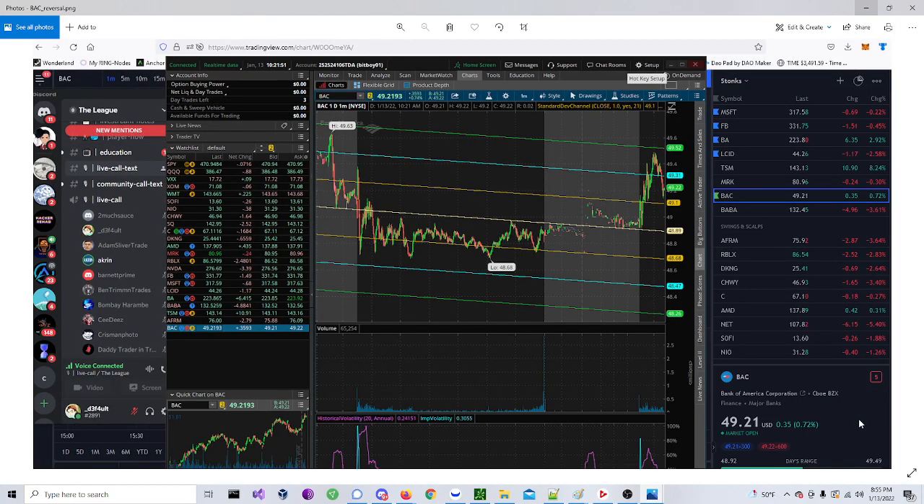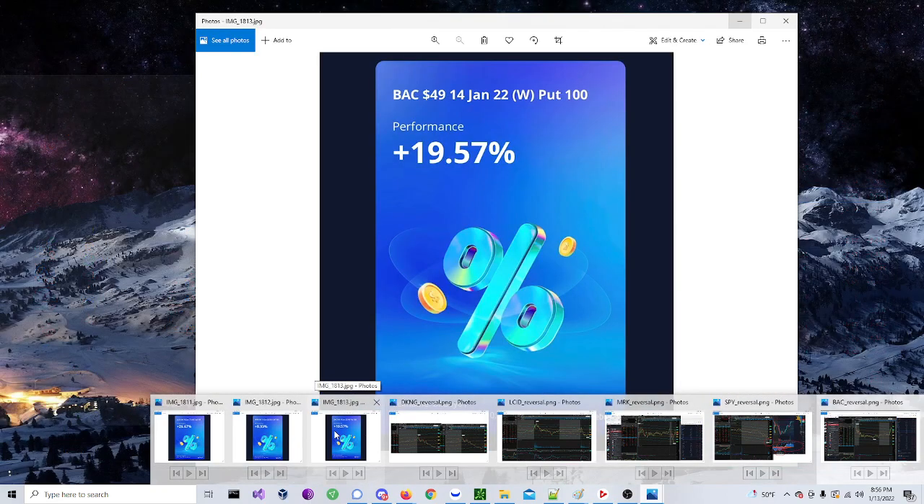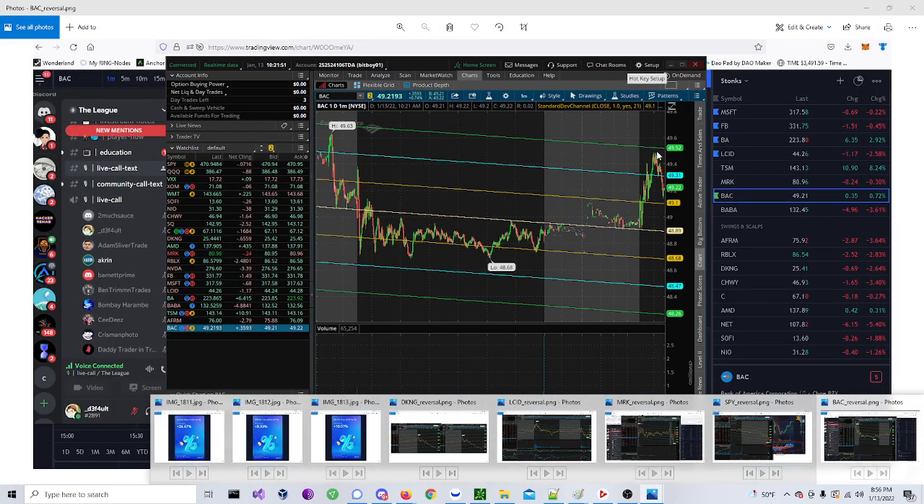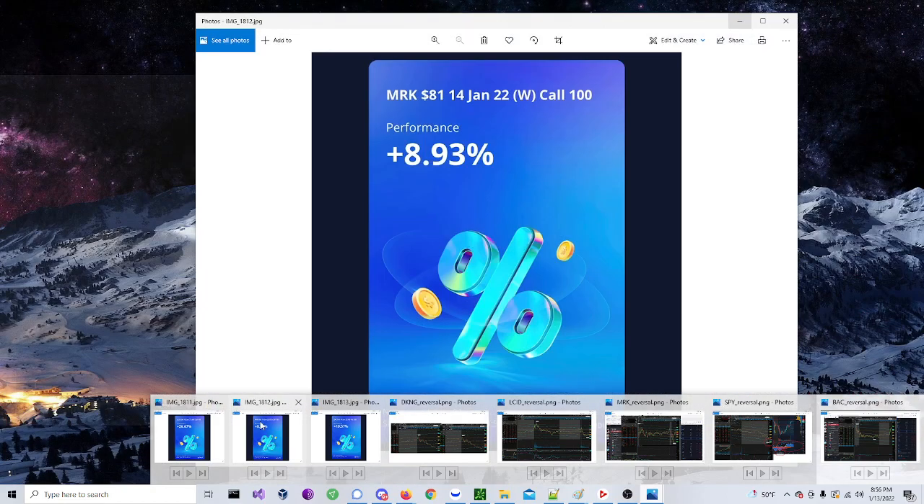Today I did a BAC put right there. I made about 20%, getting close to the third standard deviation, and I went ahead and pulled the trigger. I did a nice little scalp, a reversal. I bought some calls after it had passed the third standard deviation, and I only got like 9%.